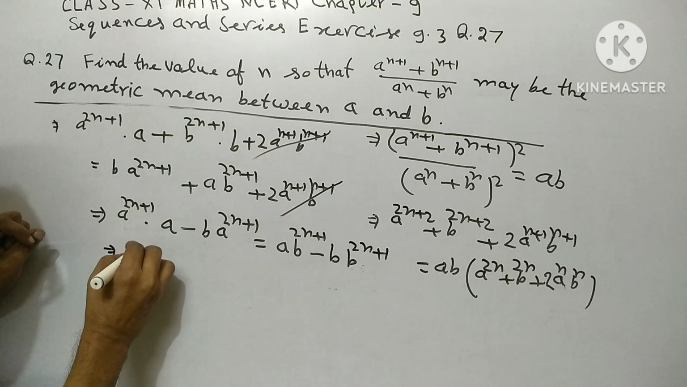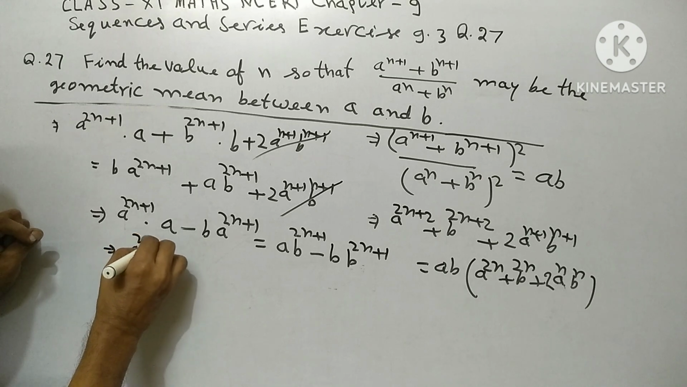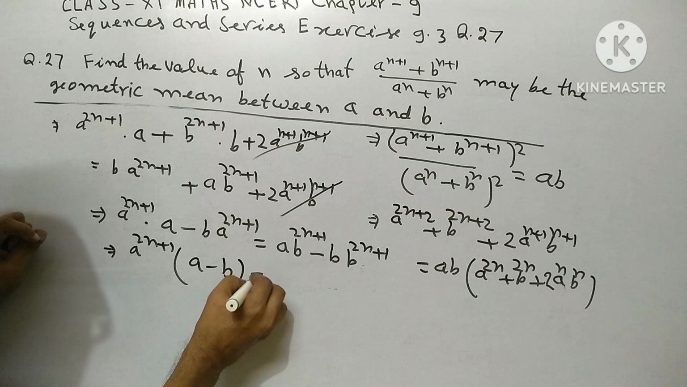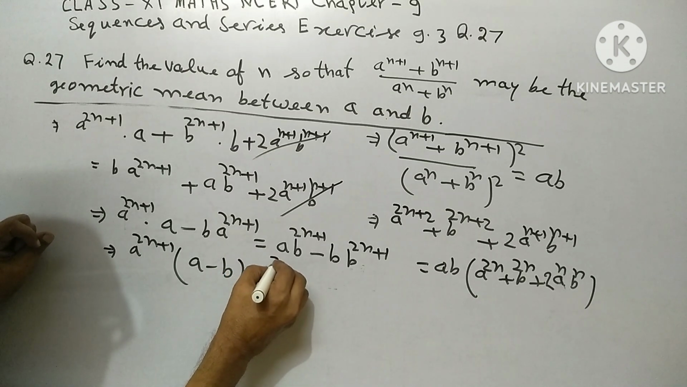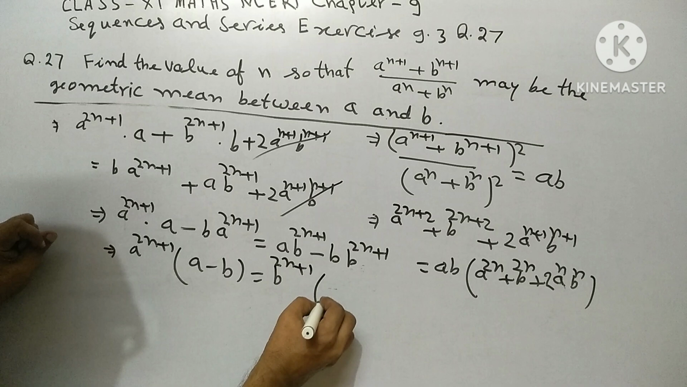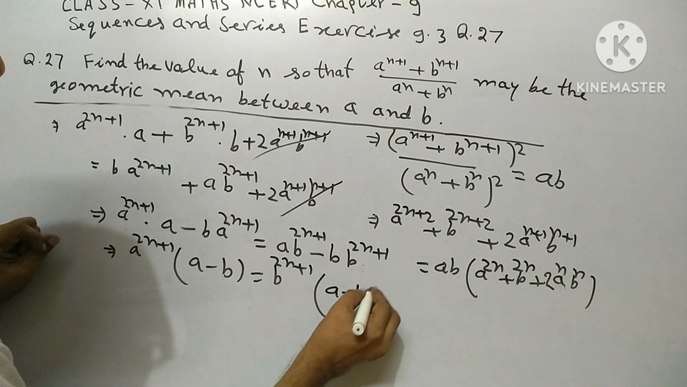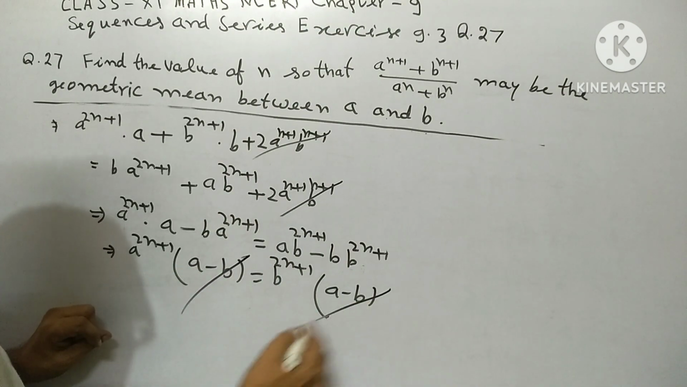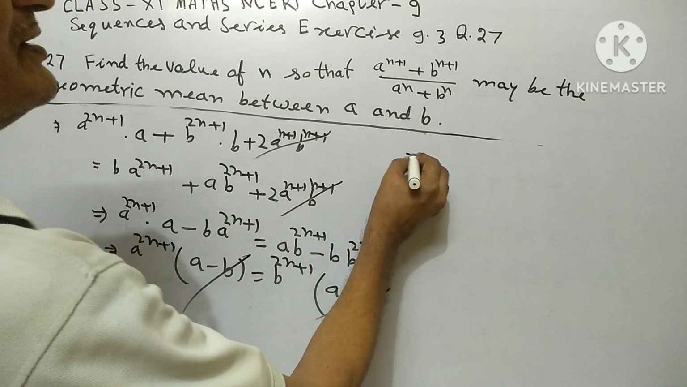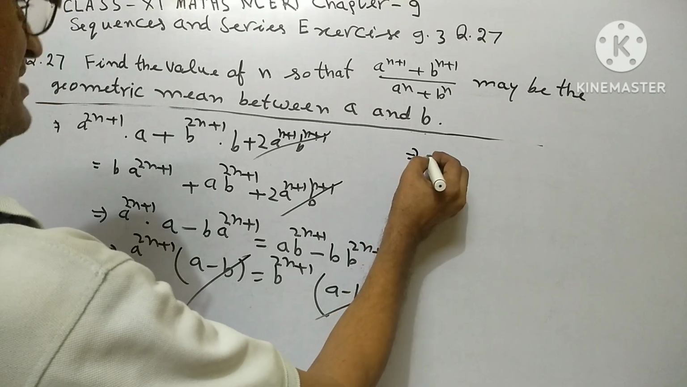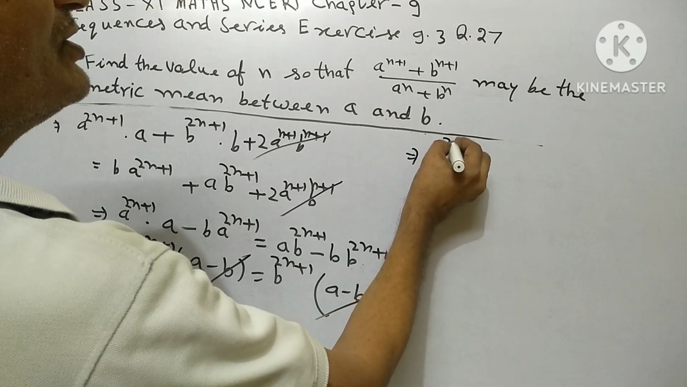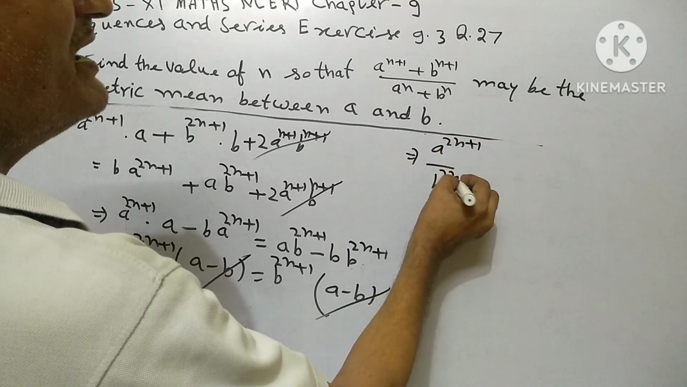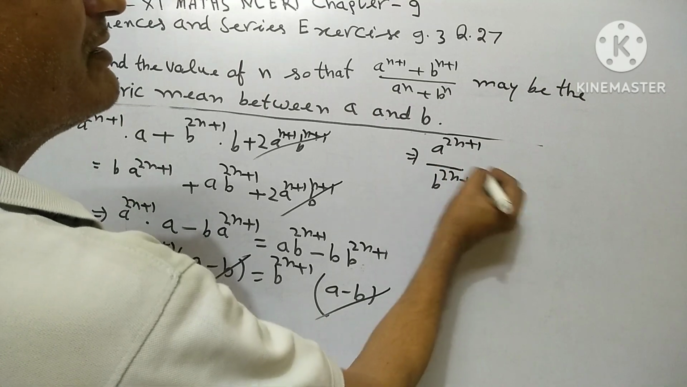This implies a^(2n+1) into (a minus b) equals b^(2n+1) into (a minus b). This term cancels this term. This implies a^(2n+1) upon b^(2n+1) equals 1.